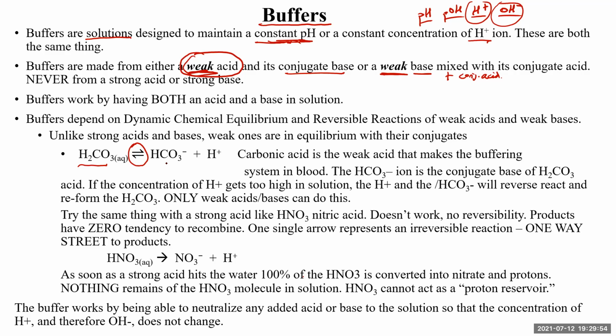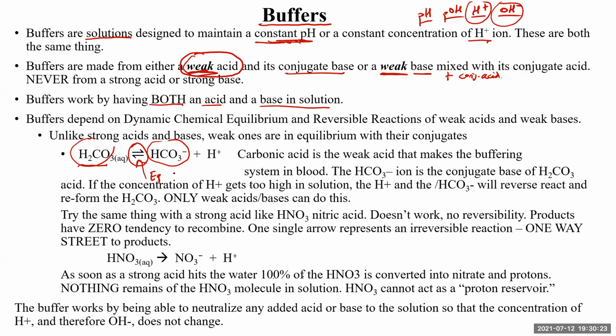That's why living things universally use weak acids, actually mainly weak acids, although I suppose you could find a weak base somewhere in our bodies. So buffers work by having both an acid and a base in solution. However, it's not just any base. Remember, it is the conjugate base of that particular acid. They are related through equilibrium.